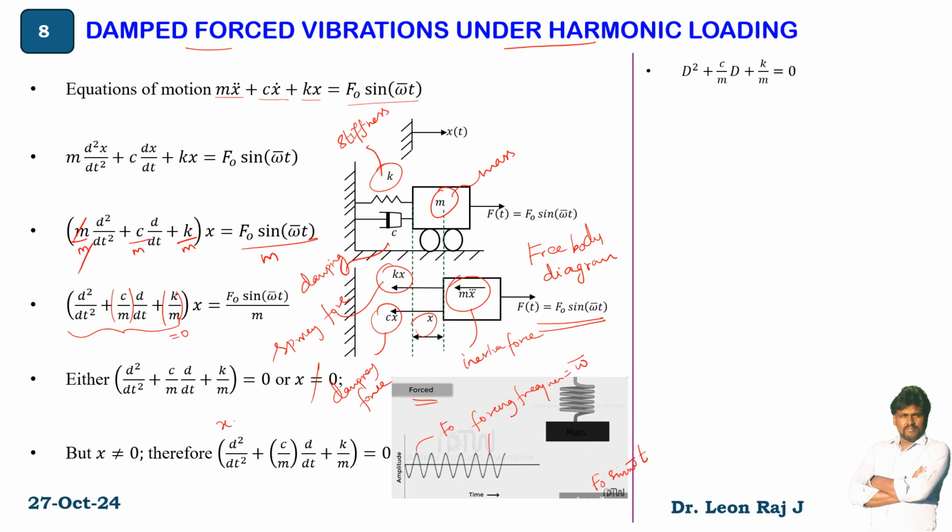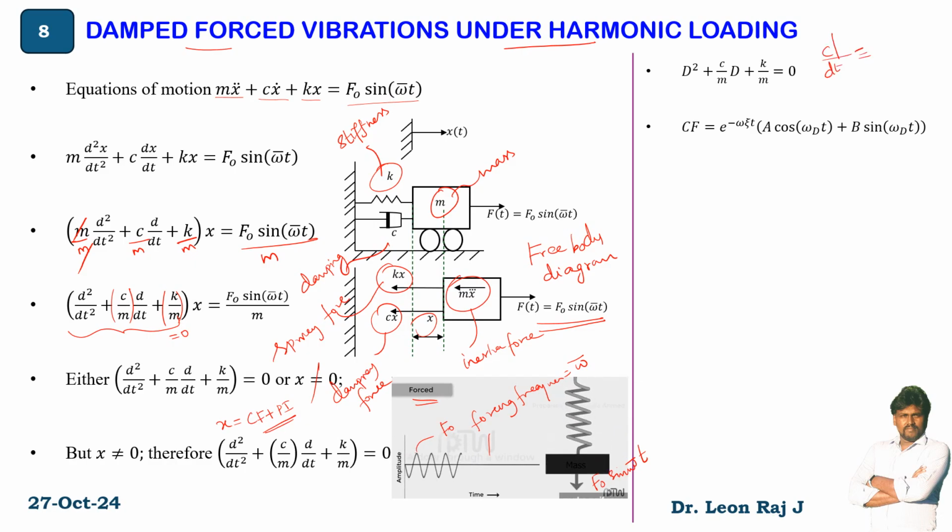So x is nothing but the solution for x, which is complementary function plus particular integral. So here d square plus c by m into d plus k by m. Here d by dt is equivalent to the operator capital D. Your complementary function is equal to e power minus omega xi t (A cos omega d t plus B sin omega d t). This is the damped natural frequency.